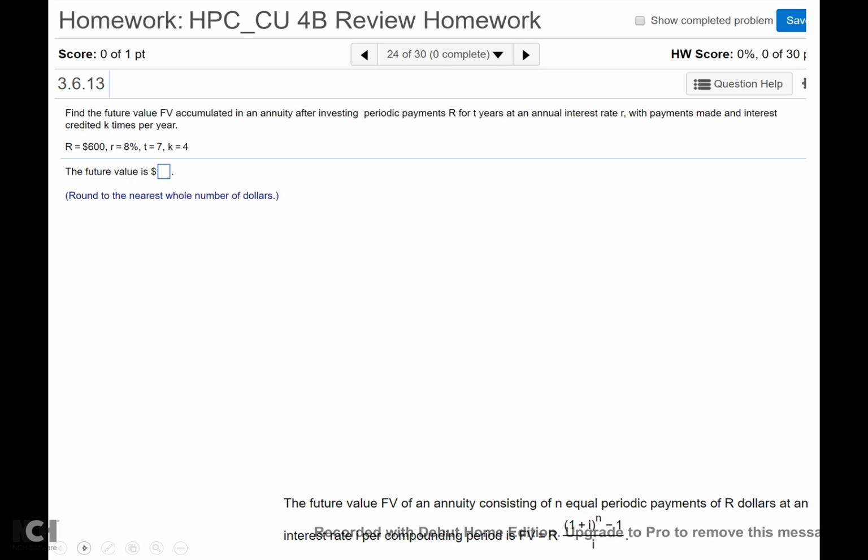Alright, find the future value accumulated in an annuity after investing periodic payments for T years at an annual interest rate R with payments made and interest credited K times a year. They give me everything. Future value, annuity is your clue that you need these formulas. So I'm trying to find the future value. The payments I'm going to make on this annuity are $600.